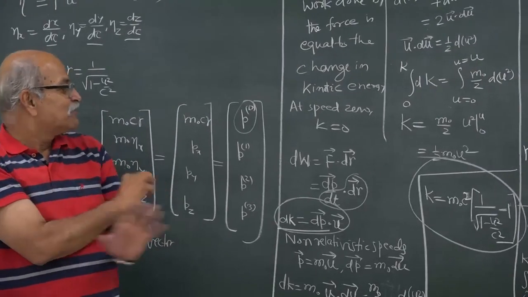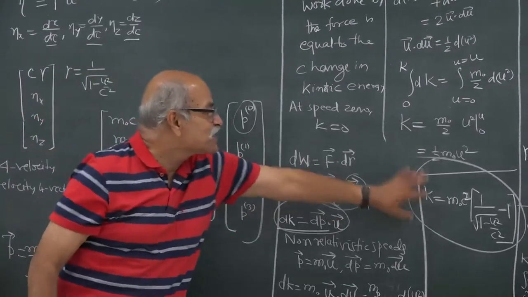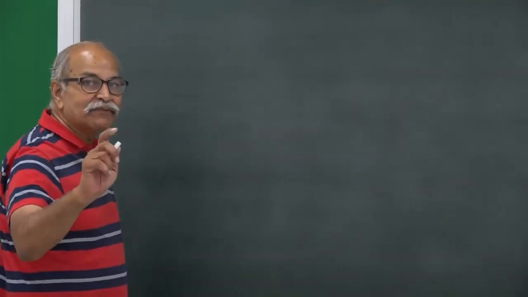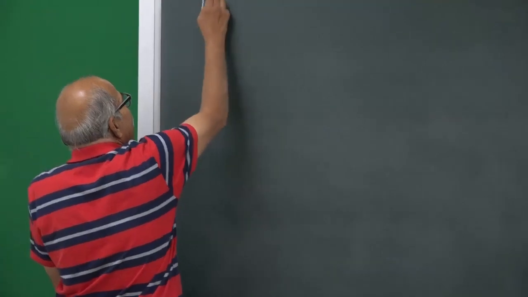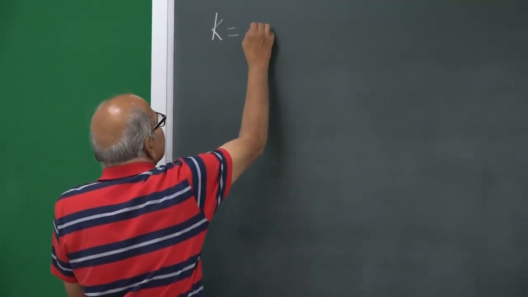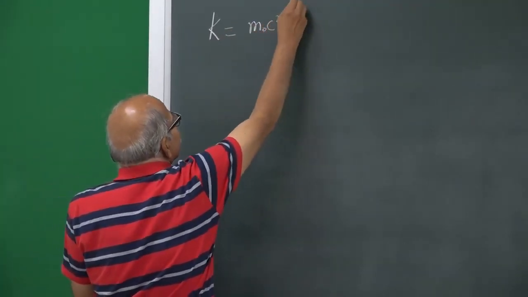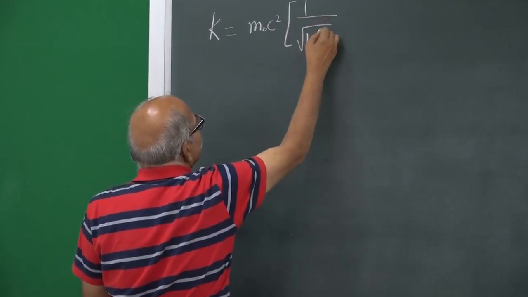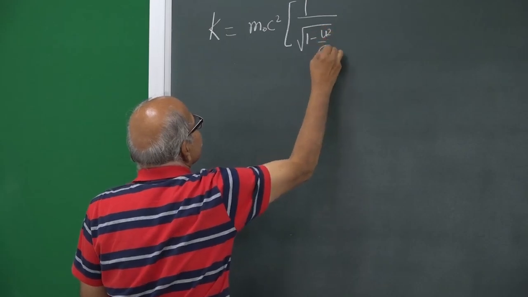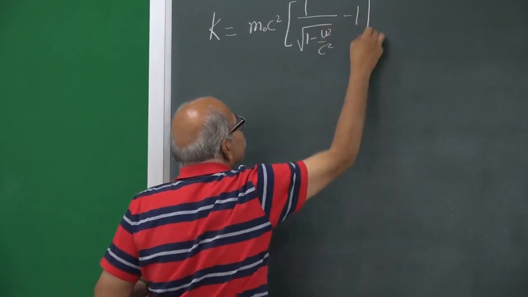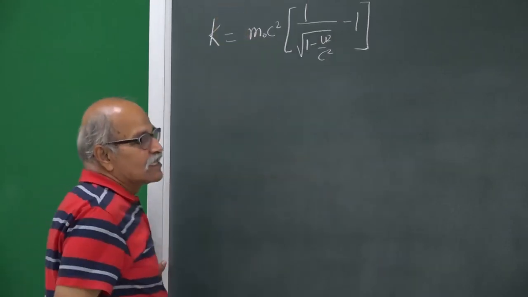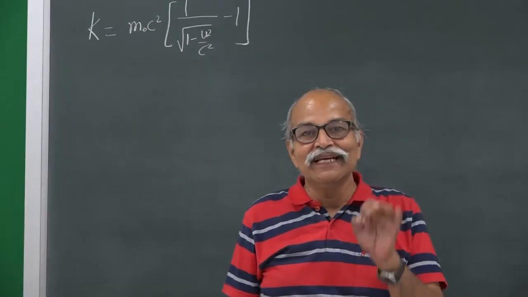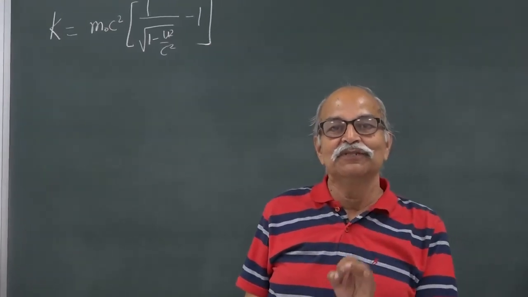Okay. So let me clean the board, write this expression again and start discussing it. The kinetic energy expression is k equal to m naught c square, then 1 by square root of 1 minus u square by c square, minus 1. This is the expression for kinetic energy in place of half m naught u square.